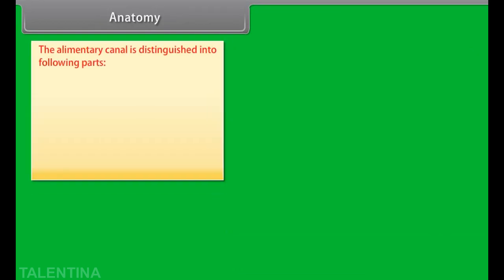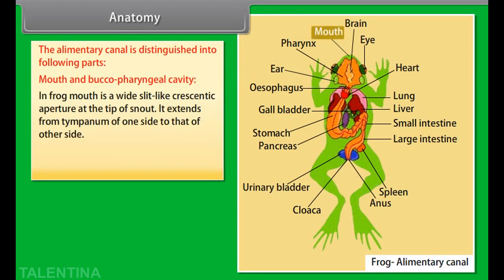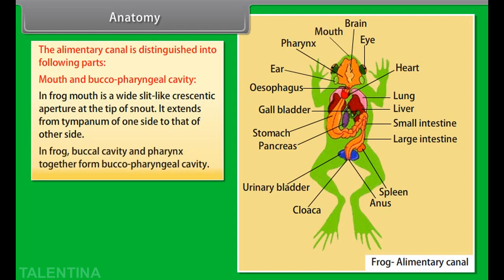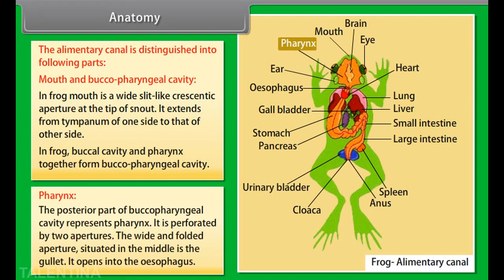Anatomy. The alimentary canal is distinguished into the following parts: mouth and buccopharyngeal cavity. In frog, the mouth is a wide slit-like crescentic aperture at the tip of the snout. It extends from the tympanum of one side to that of the other side. In frog, the buccal cavity and pharynx together form the buccopharyngeal cavity. Pharynx. The posterior part of the buccopharyngeal cavity represents the pharynx.